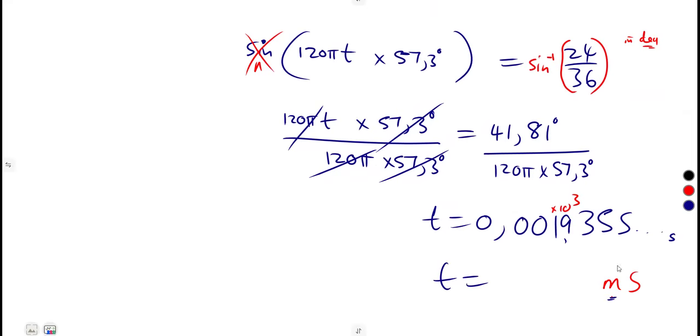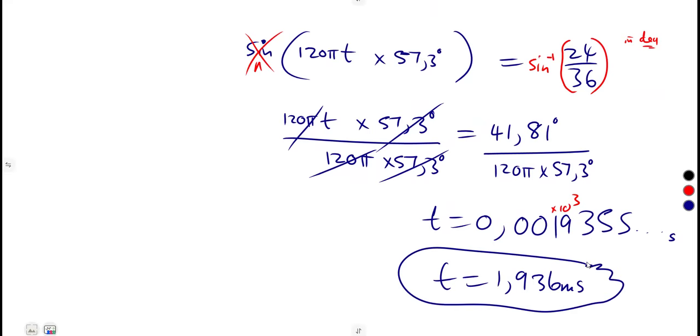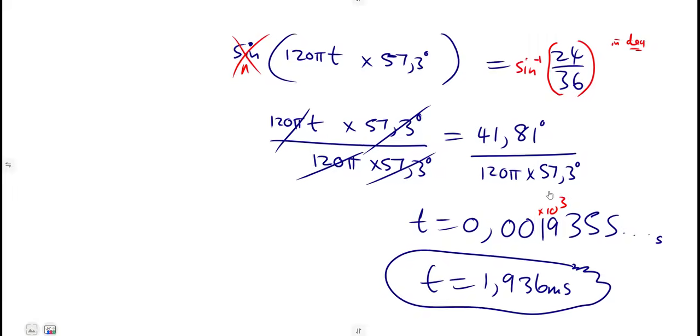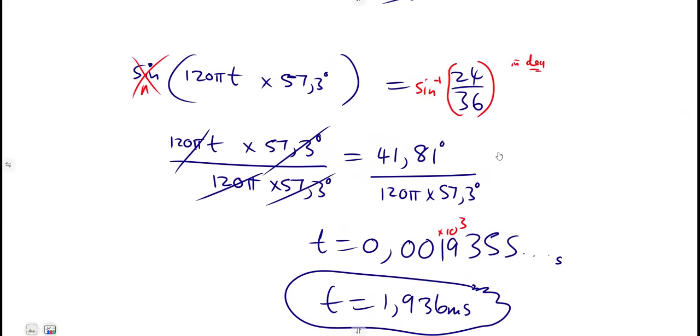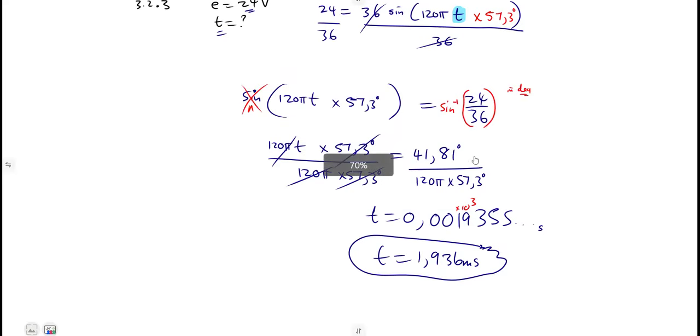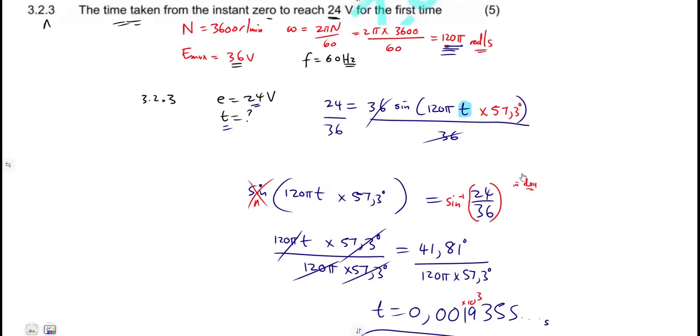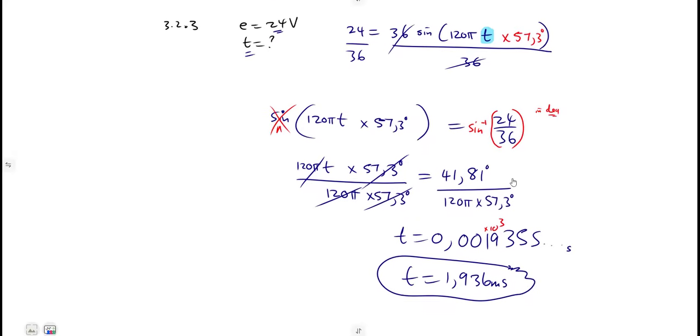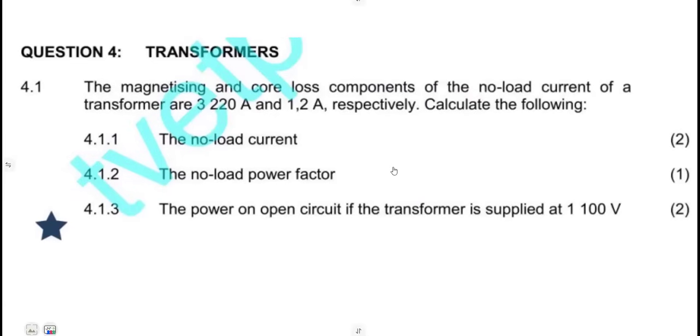So that was going to be 1 comma something there, 1,936 milliseconds. All right, that's converting to what? To milliseconds. So you can have your answer in milliseconds like that, which is easier to present. Anyway, guys, that you do understand, and it's still okay like that. All right, so you can see it's just playing around with given information. So that's 3.2.3. All right, then let us move on to another part.